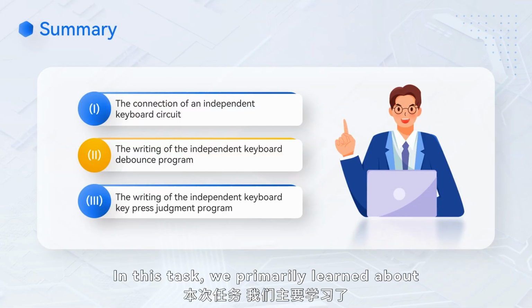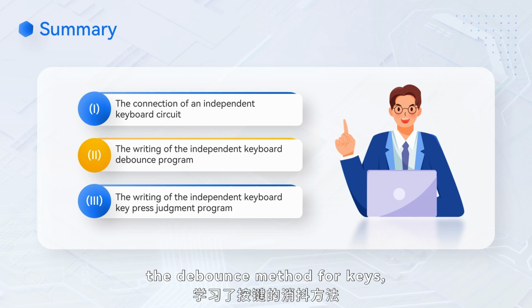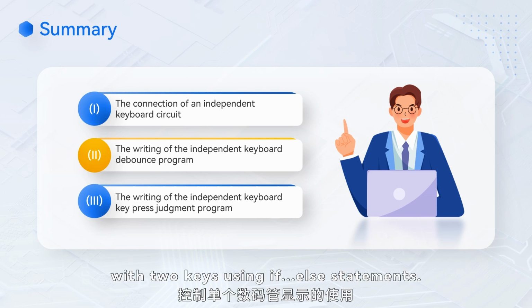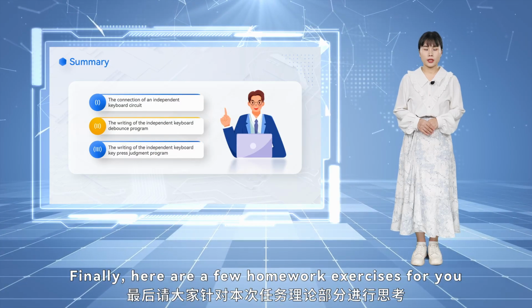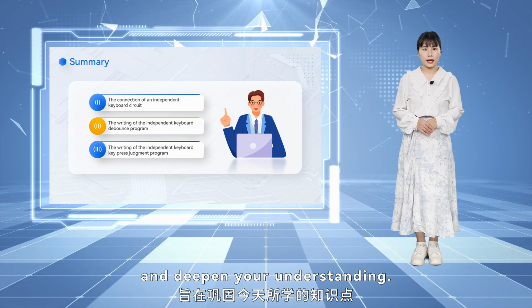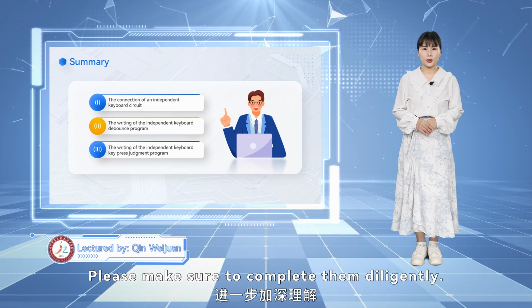In this task, we primarily learned about using an independent keyboard, the debounce method for keys, and implementing the control of a single digital tube display with two keys using if-else statements. Finally, here are a few homework exercises for you to reinforce the knowledge learned today and deepen your understanding. Please make sure to complete them diligently.